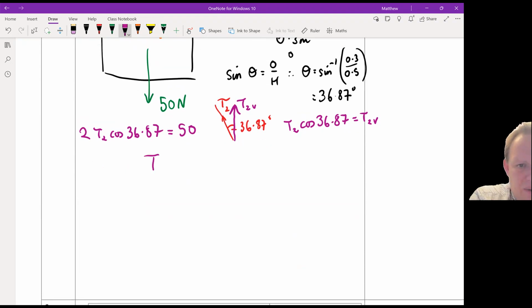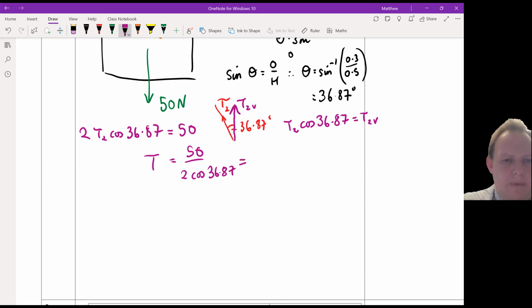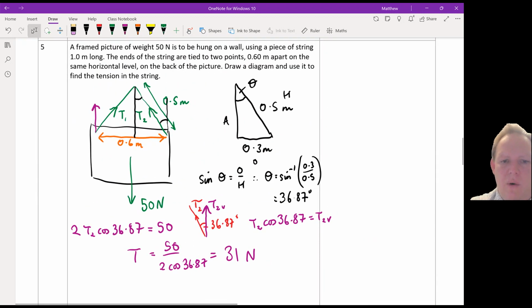So the size of T2, which of course is also the size of T1, I'm just going to call T. The size of T is 50 over 2 times the cos of 36.87. If you want to use the answer button on your calculator, that's fine. If you want to keep it as the inverse sine of 0.3 over 0.5, that's fine. This gives us a size of the tension of 31.25. We're just going to write it to two significant figures, so 31 newtons.